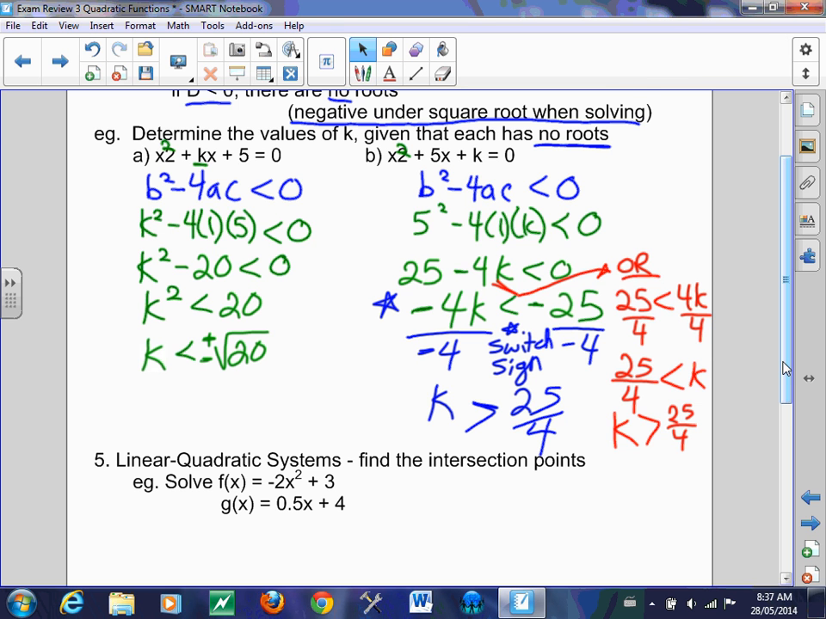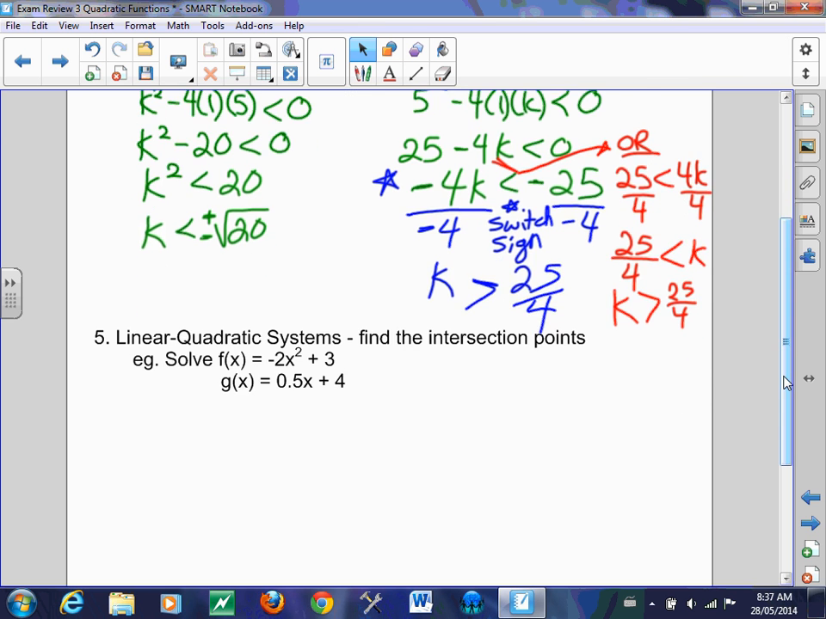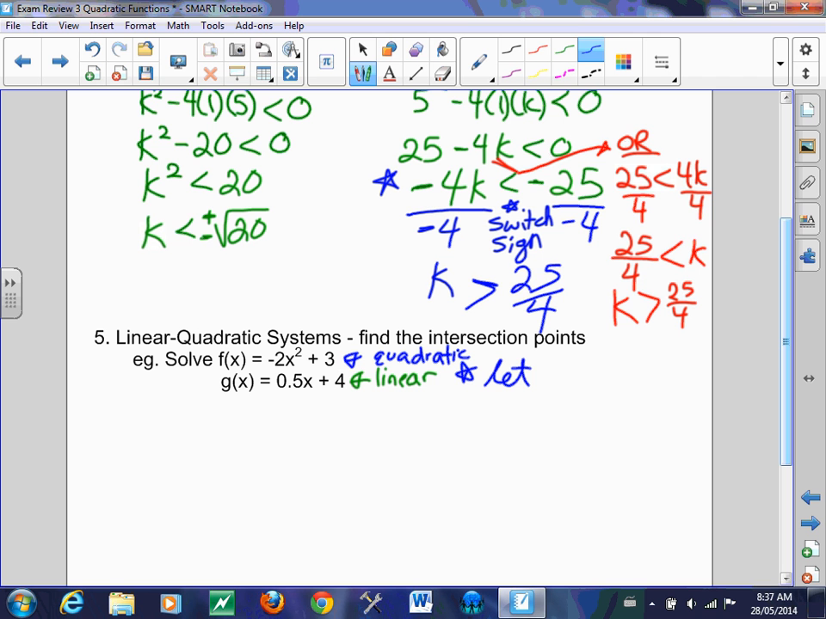All right, number 5, and our last one we're taking a look at. Linear quadratic systems. Find the intersection points. Okay? So, ladies and gentlemen, if you are asked to take one linear and one quadratic, look at this example here. You can tell this is the linear one, because it has no exponents. You can tell that the first one is a quadratic because it's got an exponent of 2. Okay? In order to find the intersection points, you're going to let f at x equal g at x.